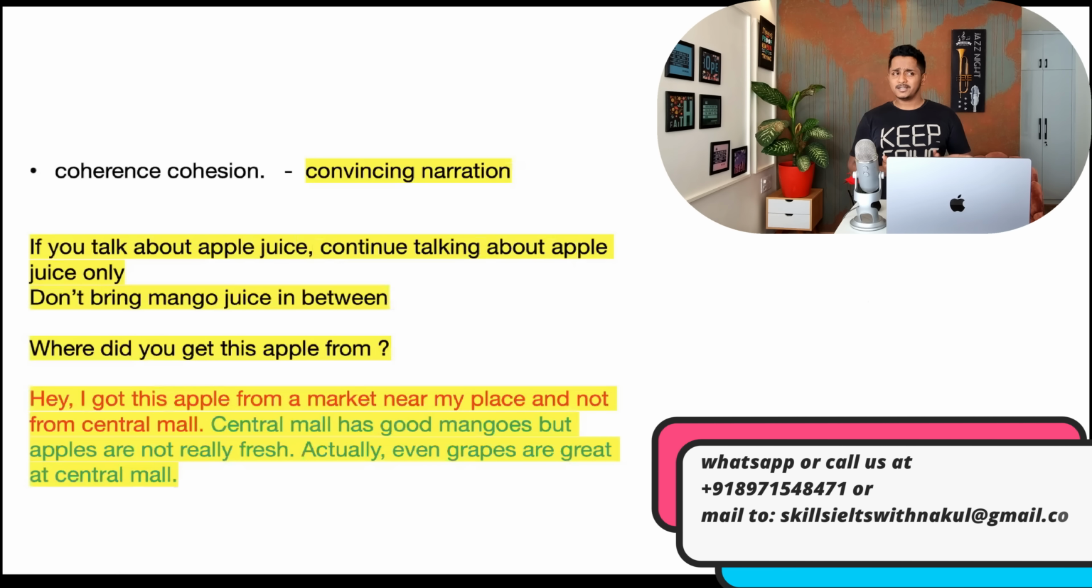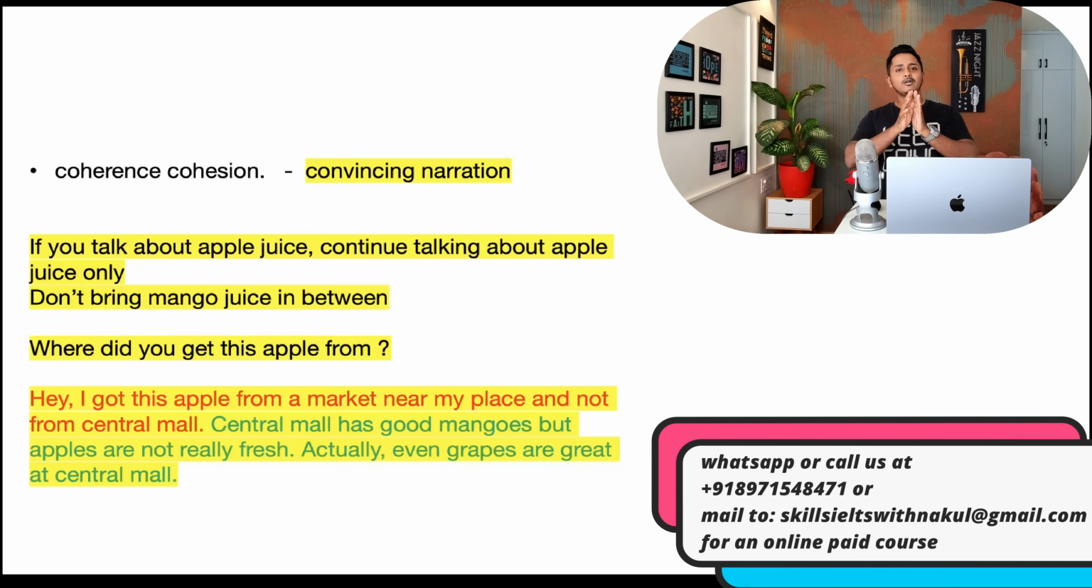Task response is very clear: whatever the question asked, answer it. But coherence and cohesion is a convincing narration. A nice example: if you talk about apple juice, continue talking about apple juice only. Don't include mango, like "Hey, I like mango more than apple, I'm going to include that." No, the examiner will not like mango. The examiner likes only apple. Don't bring something else. You are talking, continue talking. Once you're finished, then take up the next thing.